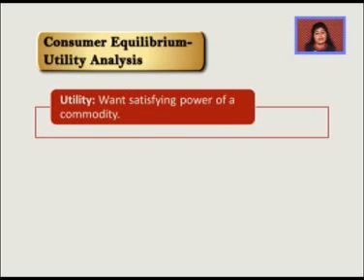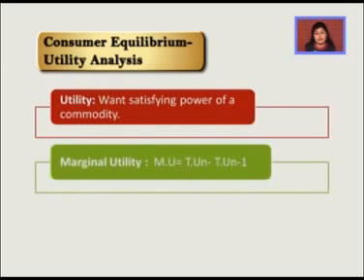Supposedly, I'm hungry, I'll eat a chapati because it will satisfy my want of hunger. But if I'm not hungry, that very chapati will have no utility for me. Utility can be technically studied as marginal and total. Marginal utility means how much the total utility which I am getting from the consumption of certain units of a commodity will change due to consumption of one more additional unit.